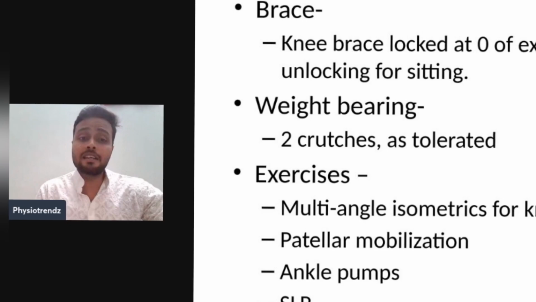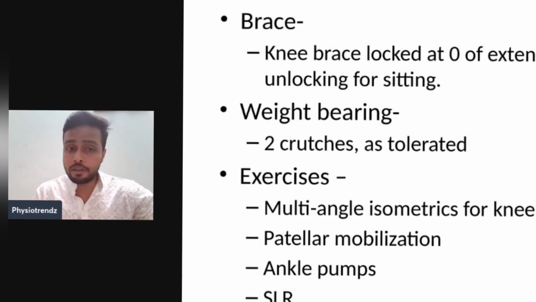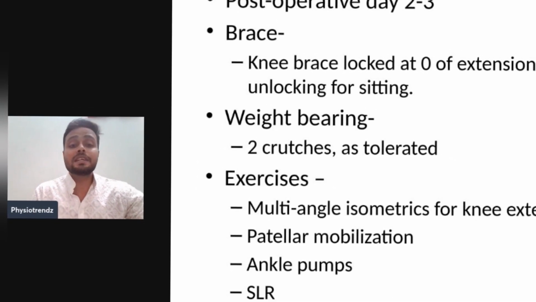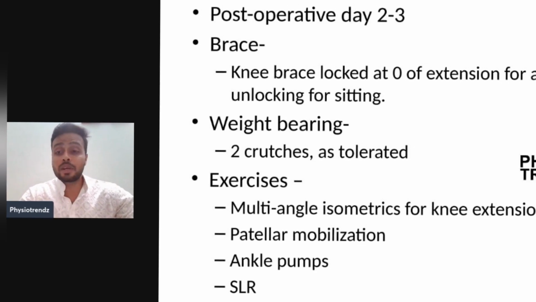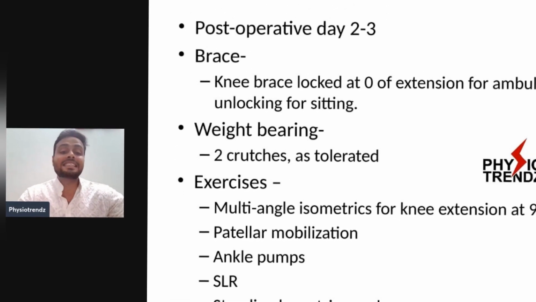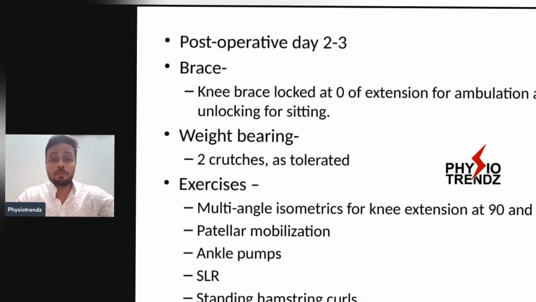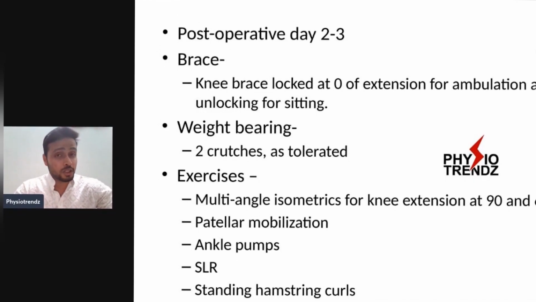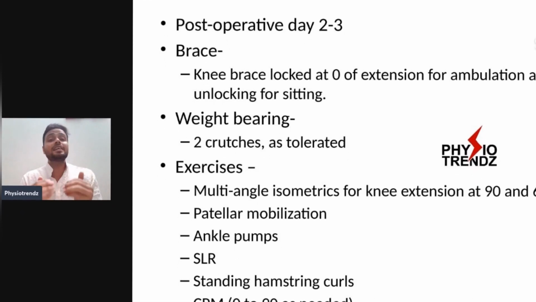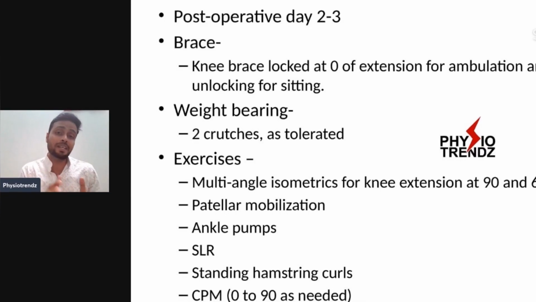Because we want to achieve some flexion in the knee joint there. Weight bearing, again, two crutches as tolerated by the patient. Exercises given are multi-angle isometrics for knee extension at 90 degrees and 60 degrees. Now here, the most important thing is we are giving isometric exercises but at different angles so that we can preserve muscular properties in a very good way.